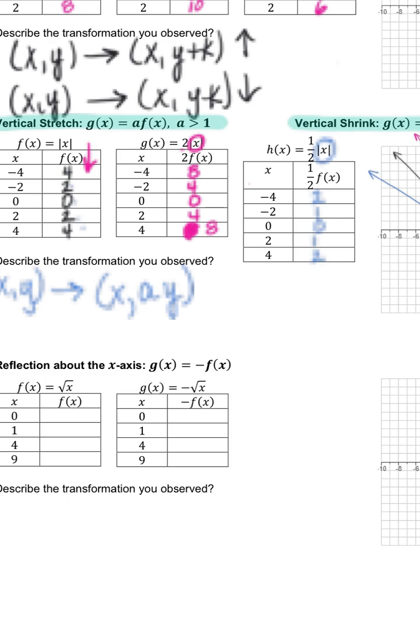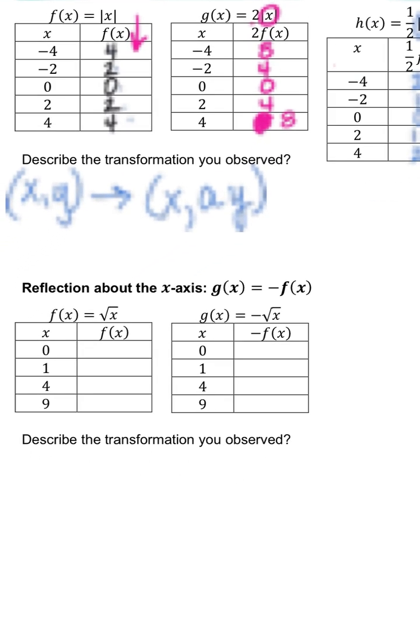All right, reflection. Reflection about the x-axis. So we're going to take the square root. The square root of 0 is 0. The square root of 1 is 1. The square root of 4 is 2. And the square root of 9 is 3.